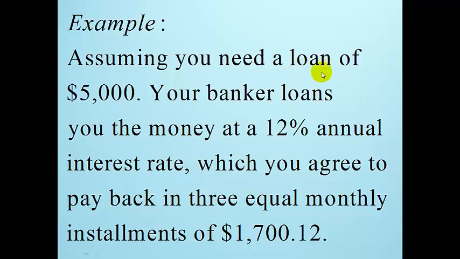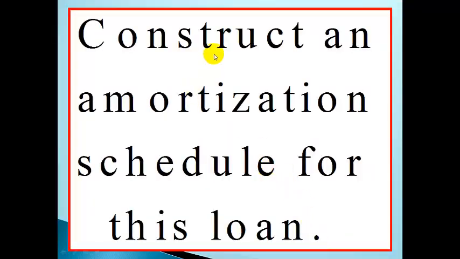Assuming you need a loan of $5,000, your banker loans you the money at 12% annual interest rate, which you agree to pay back in 3 equal monthly installments of $1,007.12. Construct an amortization schedule for this loan.